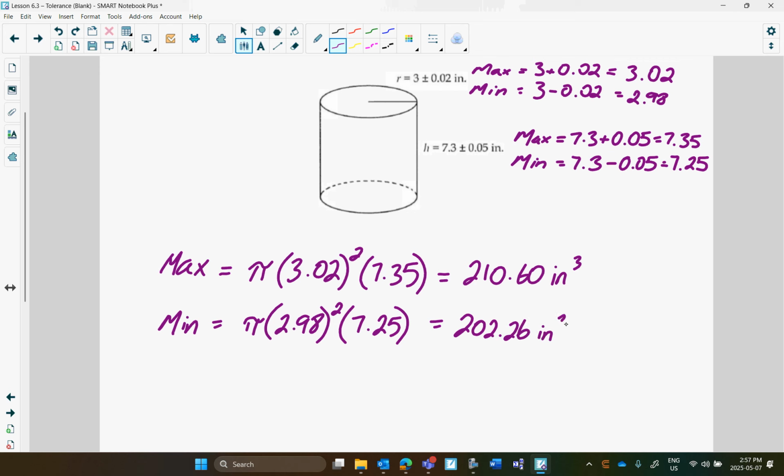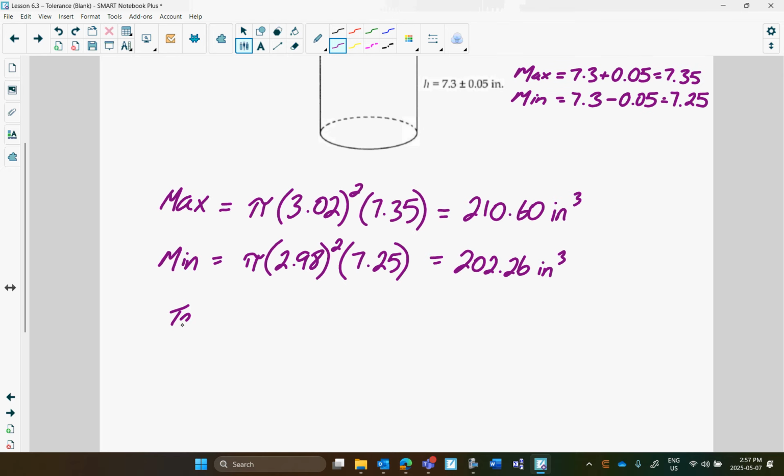Sounds good to me. So finally, just the tolerance. 210.60 minus 202.26. It was 8.34 inches cubed. Good.